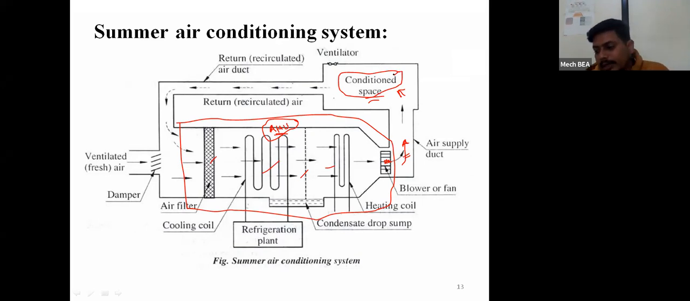The remaining winter air conditioning system and year-round air conditioning system, we'll see in the next lecture, because now the time is almost 11:57. So now I'll take the attendance, and after taking the attendance, we will complete the lecture.